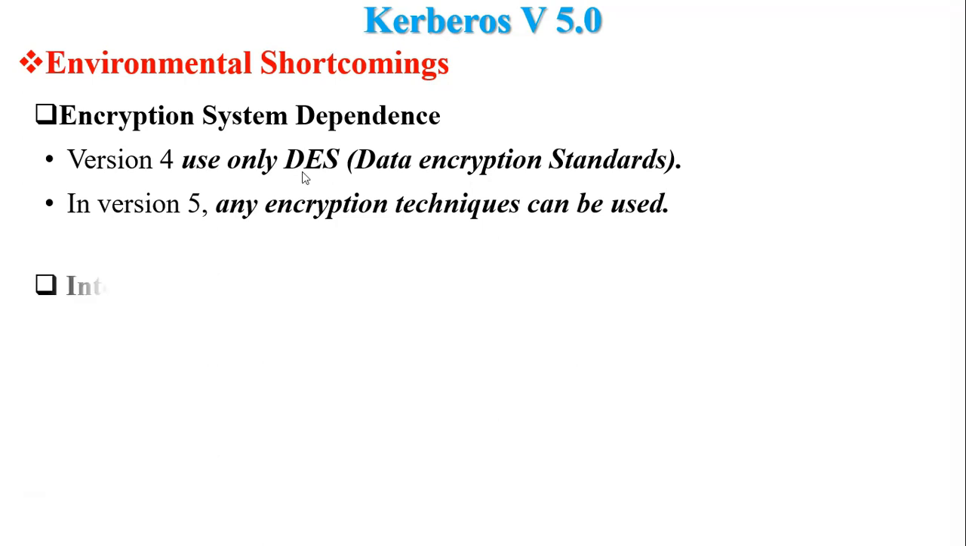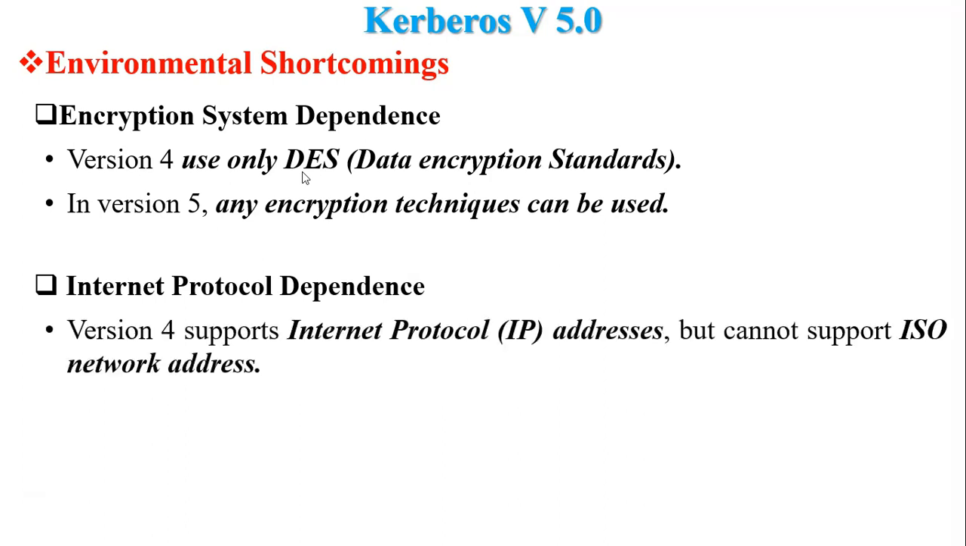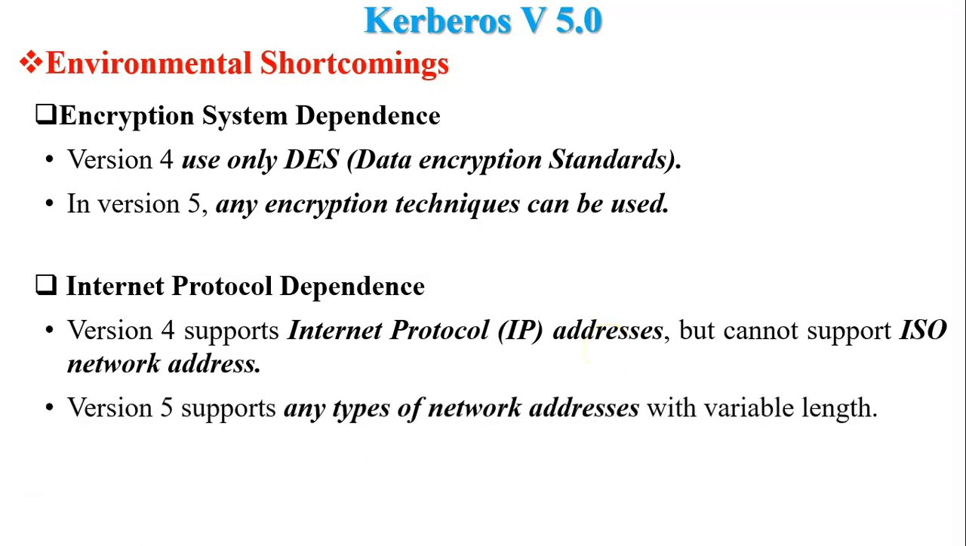The other environmental shortcoming is internet protocol dependence. Kerberos version 4 supports only IP addresses but cannot support ISO network addresses. But Kerberos version 5 supports any type of network address with variable length. So here we can say the limitation of network address in version 4 is overcome in version 5.